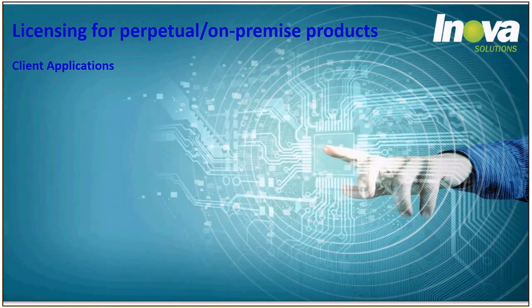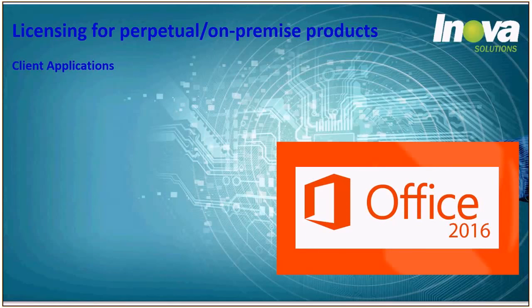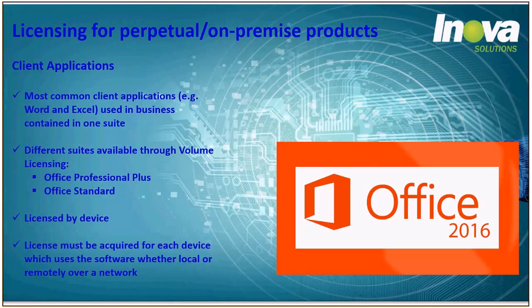The most common client application is Microsoft Office, which includes, of course, Word and Excel, PowerPoint, etc., all included in one suite. And the different suites available through your volume licensing program are Office Professional Plus or Office Standard. So you can purchase those suites through the volume license program. It's licensed by device. For the perpetual or on-premise products, it's licensed by device.